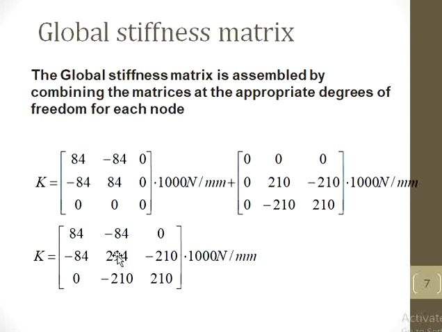Likewise, you can form a global stiffness matrix. 1000 is common, so we can write here 1000. So in this way we form a global stiffness matrix of size 3 by 3.